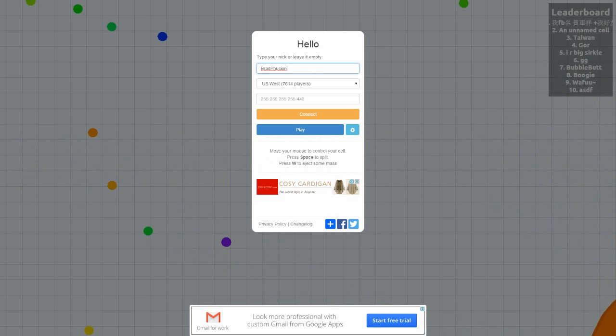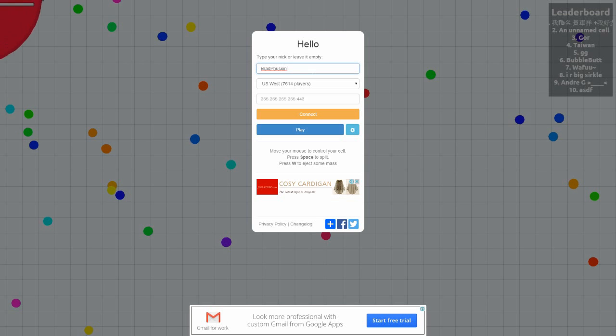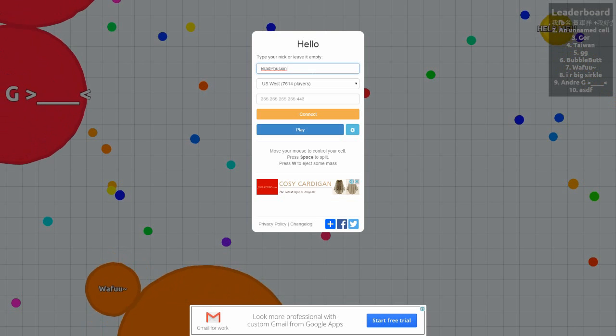A game that a friend linked me to the other day, and since then I haven't stopped thinking about it. It's so simple, but so addictive. The game's name is Agar.io, I think, at least that's what the web address is called, so I'll link it in the description down below for anyone who wants to go play it. But let's get in there and I'll show you exactly what the game is all about.